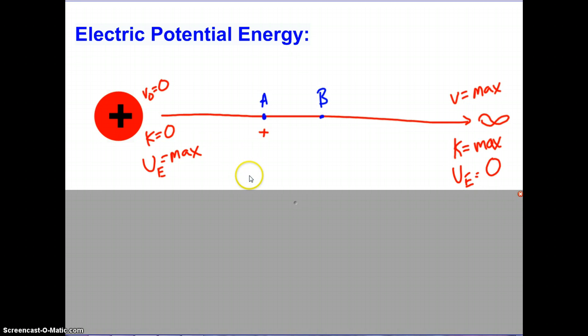And when I let go of it, what happens? Well, it is going to move towards B. That means its velocity is going to increase towards B. That means its kinetic energy is going to increase towards B. That means its electric potential energy is going to decrease as it goes towards B. So your answer would be that A has greater electric potential energy.